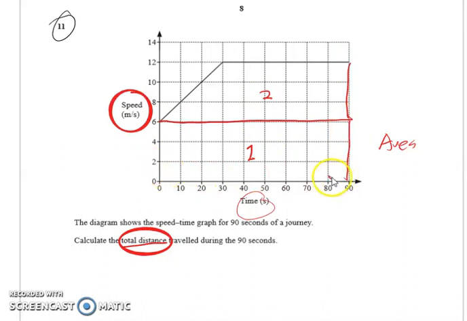Area 1's calculation here will be 6 times 90. So 90 times 6, you get 540. And this should be in meters, because it's meters per second times seconds. Here we have to calculate by using the trapezium rule: 1 over 2 times, the length of this starts with 30.